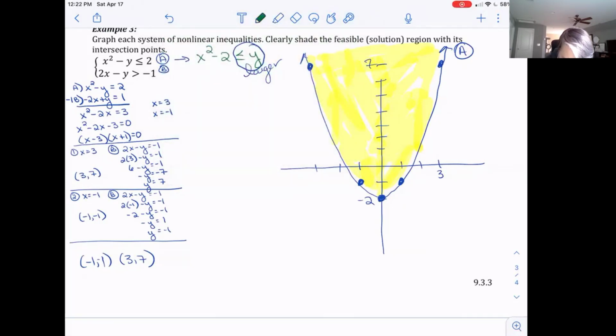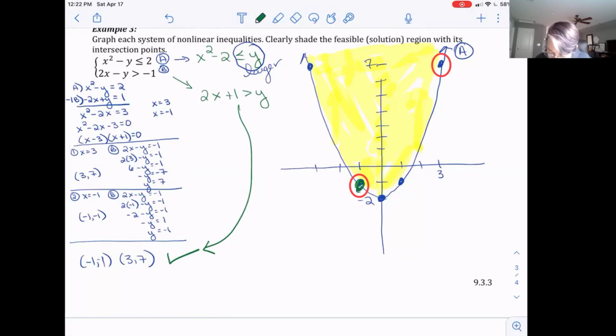Now let's do equation B. If I solve for my y, we would get 2x plus 1 is greater than y. I'm not dividing by anything, I'm just adding and subtracting, so none of my inequalities changed. Here we have a linear equation. But remember, we already know that these two points are in common, so we could just draw the line. We know it's at -1, 1, and up here at 3, 7, but it has a strictly greater than, so the line is going to be dotted.